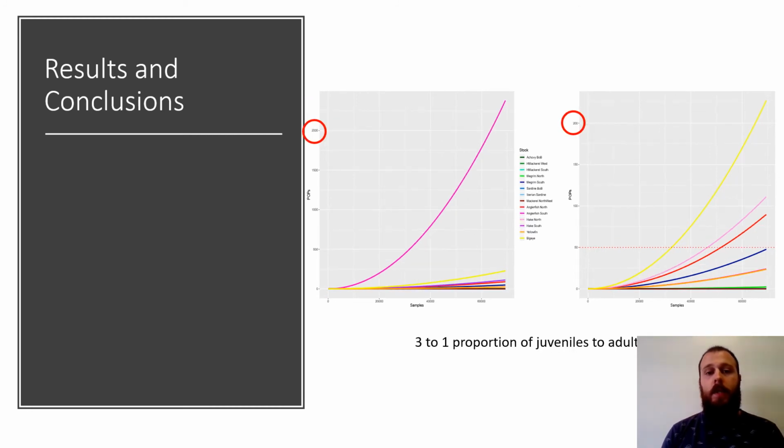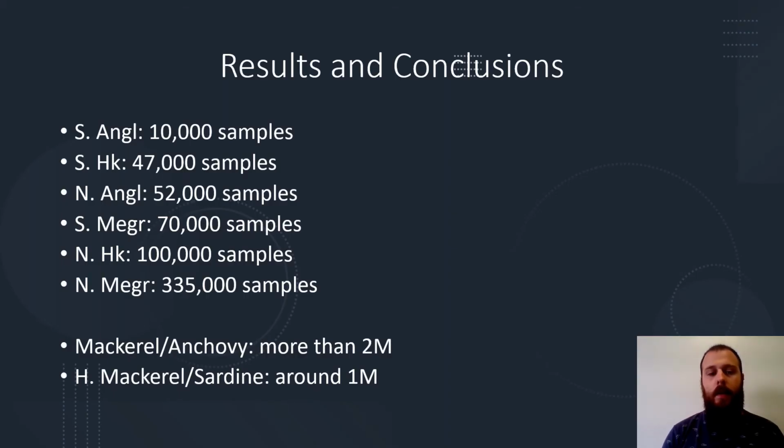Because as we see here, in the case where 3/4 of the samples are juveniles and just 1/4 are adults, the results are often much better. To see it clearer, I have collected the results here. So for southern anglerfish, we would need 10,000 samples. For southern hake, 47,000 samples, and so on.